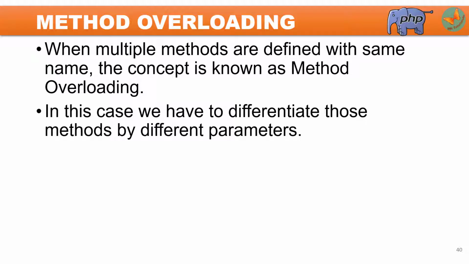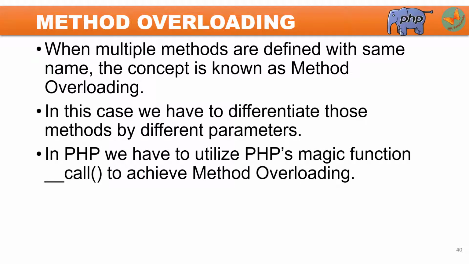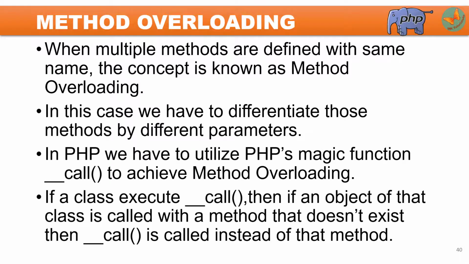So let us try to understand how this is actually implemented in PHP. In PHP, there is one magic function called the __call function, and this is used to achieve method overloading. If a class implements the __call method, then if an object of that class calls a method that does not exist, the __call method is called instead of that method. In this way, you can utilize the __call method to achieve method overloading.